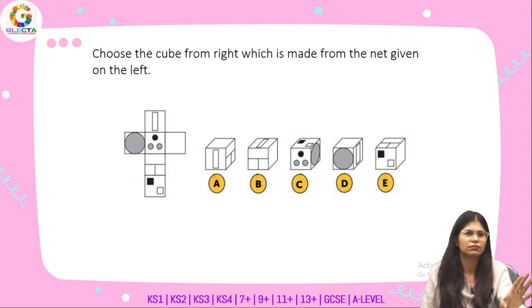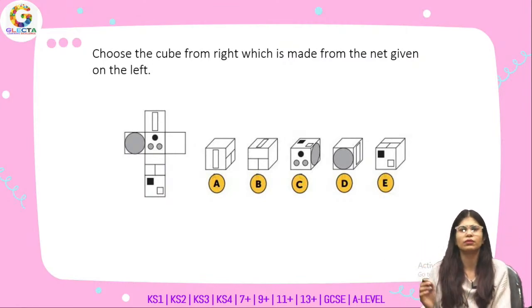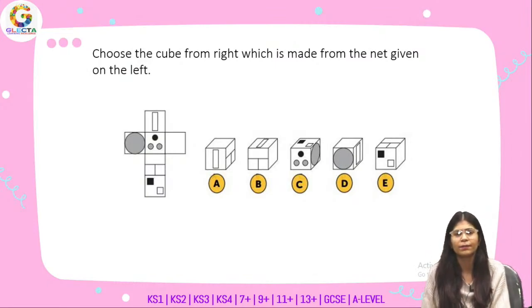Eliminate the opposites. First of all, in every single question, without even a second thought, whatever are the opposites, cut them down. And that's the easiest way to solve any question of NVR. For nets and cubes, look at the opposites and cut them down.